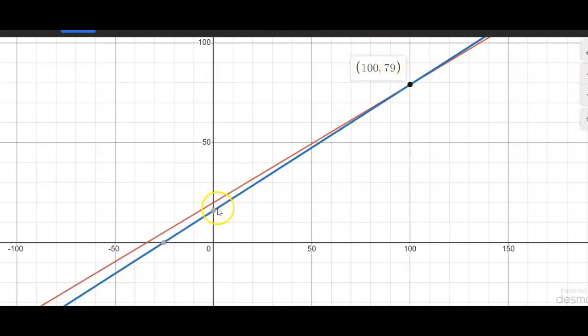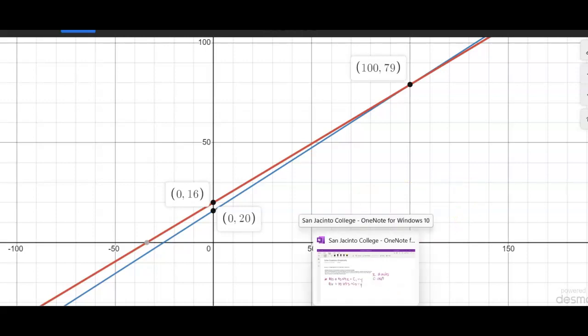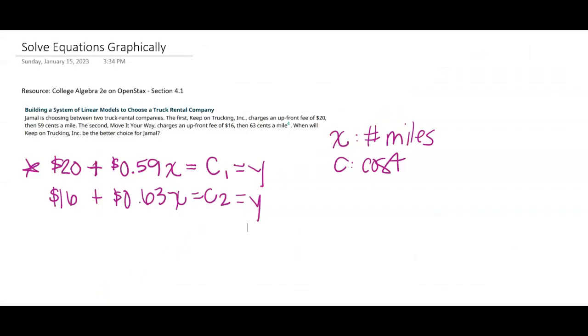And you can see, okay, that's going to be our initial cost here. And so let's go ahead and kind of graph that situation, just sketch it, if you will, for this problem. So we have it in our notes. So the trucking company that starts at 16 has a faster rate of change, and the one that starts at 20 has a slower rate of change.